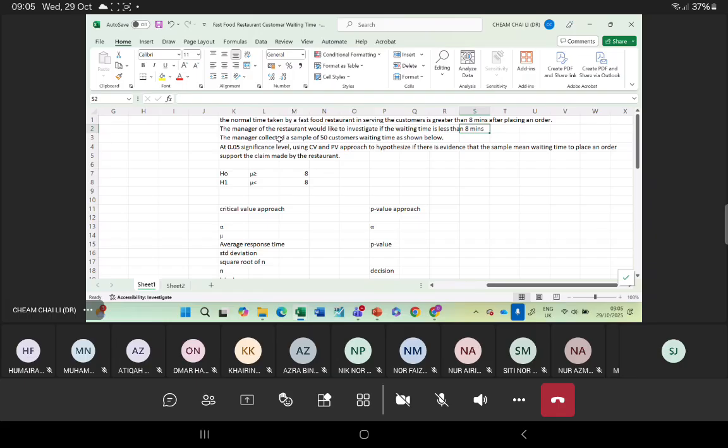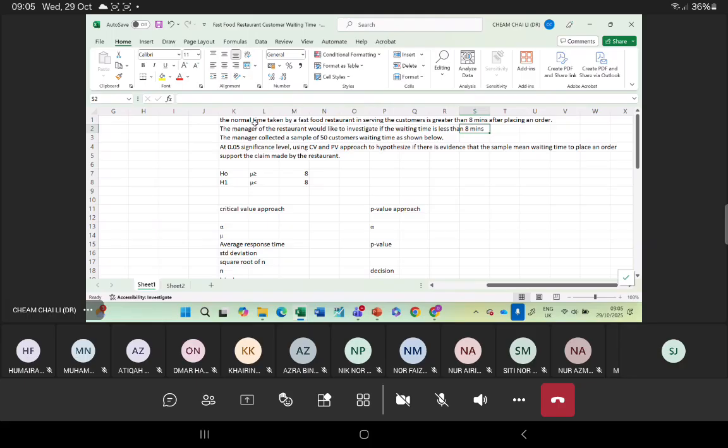Okay, the manager collected a sample of 50 customers' waiting time as shown in the data set. At the 5% significance level, using the critical value and p-value approach, test if there is evidence that the sample mean waiting time to place an order supports the claim made by the restaurant. Right. Yeah. So usually they will give a scenario like this.